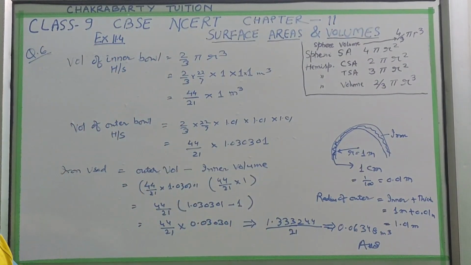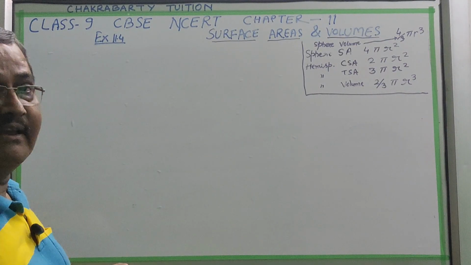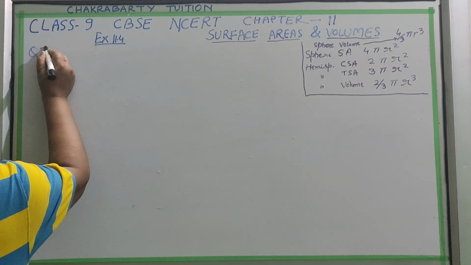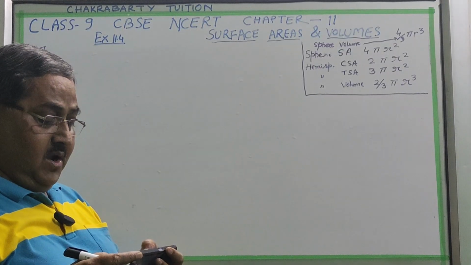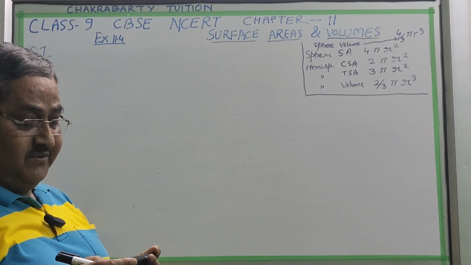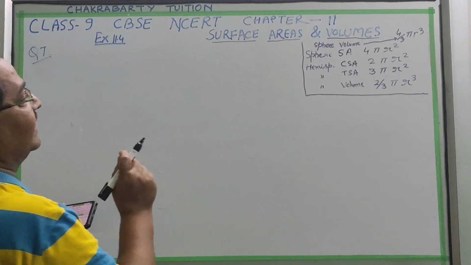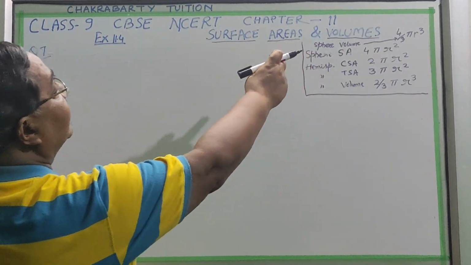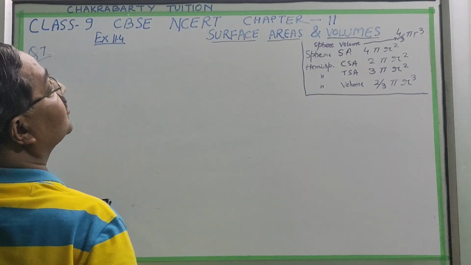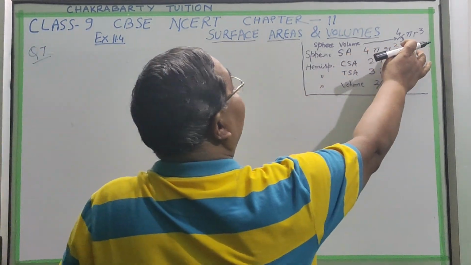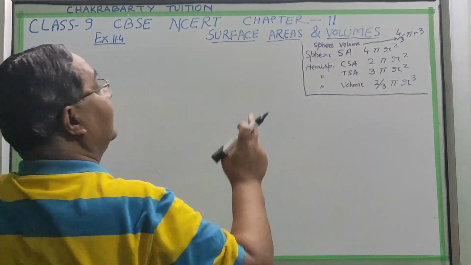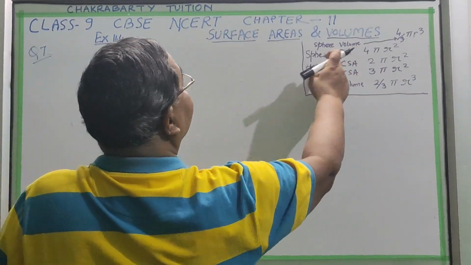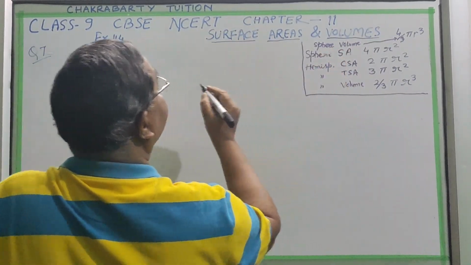Okay. Now we will go to question number 7. Find the volume of a sphere whose surface area is 154 cm square. So they have given the surface area of the sphere. From here we can find r, then only we can further find the volume. So first we have to find r. That's why we will start our question from here.